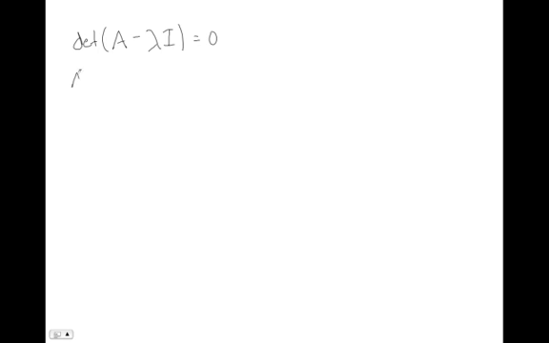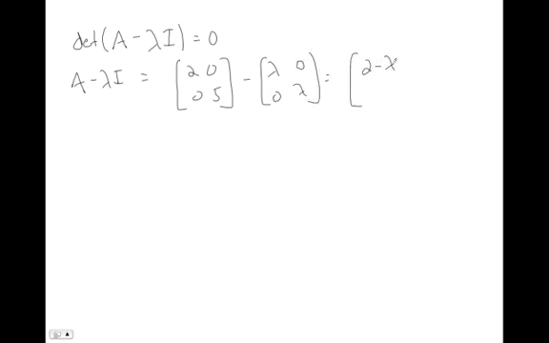So let's look at this matrix, A minus lambda I. Our original matrix was 2, 0, 0, 5, and we're going to subtract lambda times the identity matrix. When we're done, we get a matrix that looks like 2 minus lambda, 0, 0, 5 minus lambda. And we don't need to repeat this process over and over because it's always the same. This matrix looks exactly like the original A matrix, and then you put a minus lambda on all the diagonal elements, and you don't touch the off-diagonal elements.